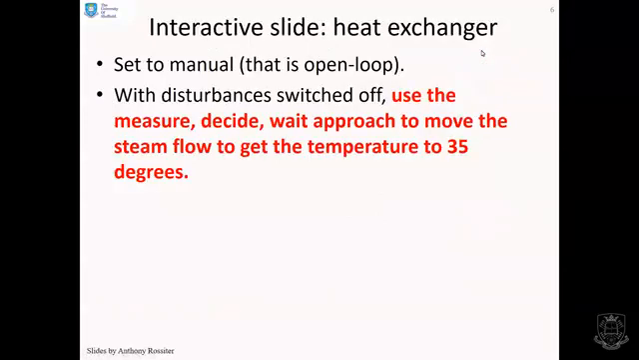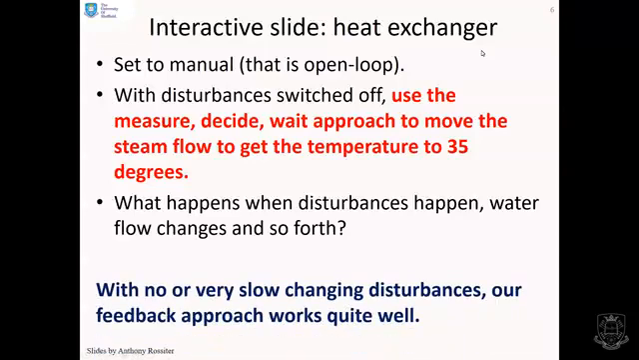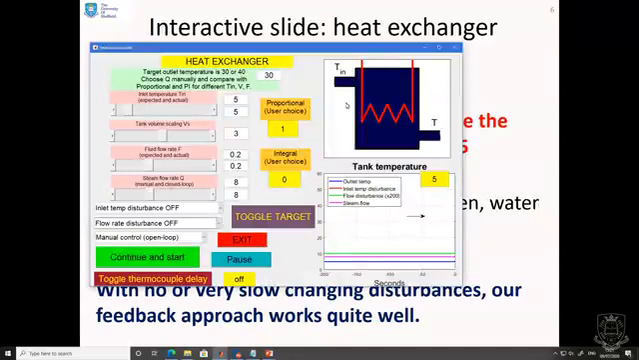So let's try something on a very similar system, an industrial heat exchanger. The idea is to get the temperature correct. And we also want to look at what happens when disturbances happen, when flow rates change and so forth. And what you will see is that with no or very slow changing disturbance, the human approach to feedback works very well. So here's the heat exchanger.